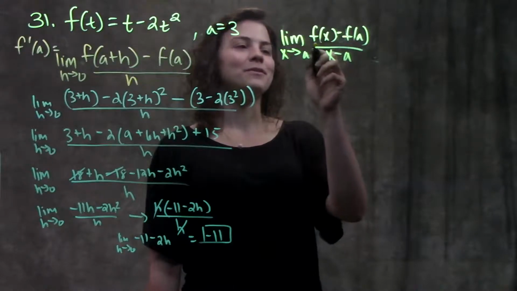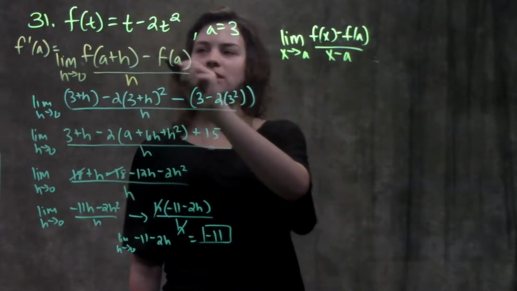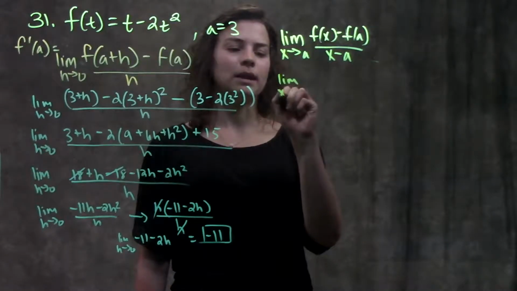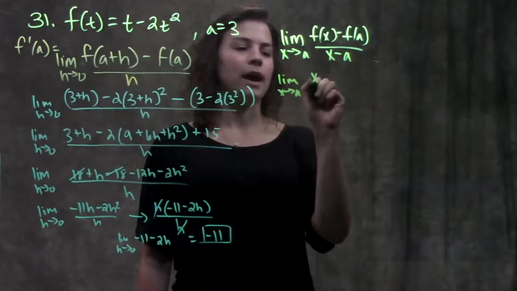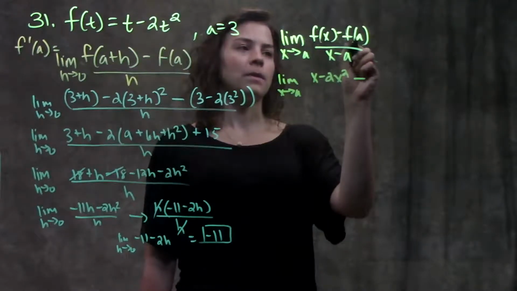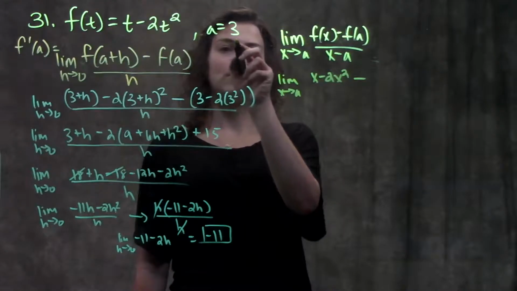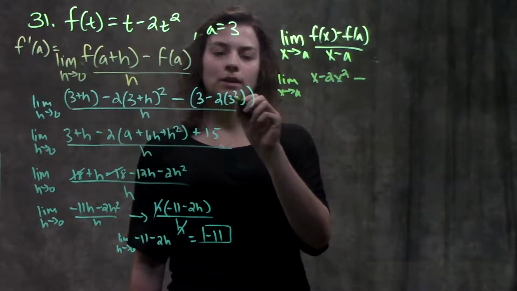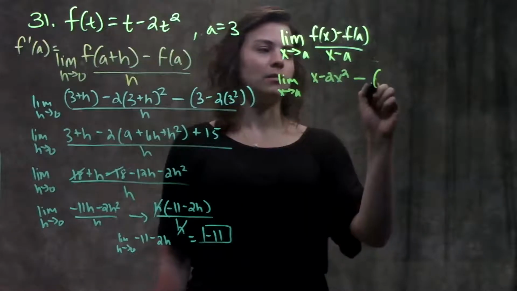Alright, so let's go through it. The first part says f of x, so that just means I'm going to plug x in wherever I see an x in my function. So I have the limit as x approaches a of f of x minus whatever I get when I plug a into my function, or whenever I plug 3 into my function. If you remember, when we plugged 3 into our function over here, we got minus 15.